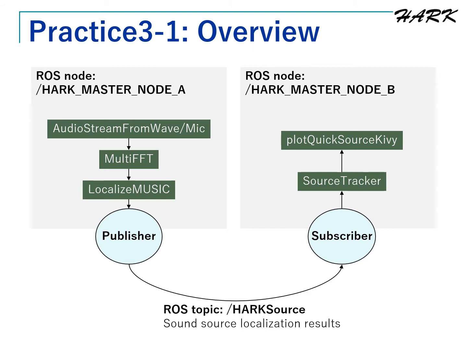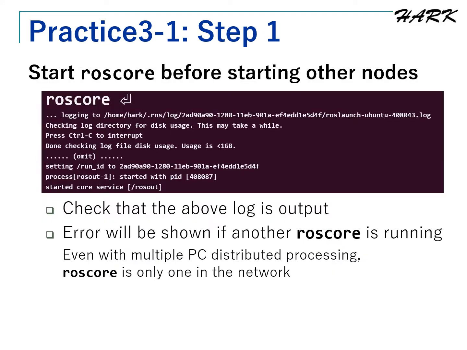Now let's actually run this system. The first step is starting roscore. It needs to be started before any other node. Open a terminal and type roscore. Then, log messages shown on the slide will be displayed. Note that only one roscore can be started in a ROS network, even for distributed processing using multiple computers.